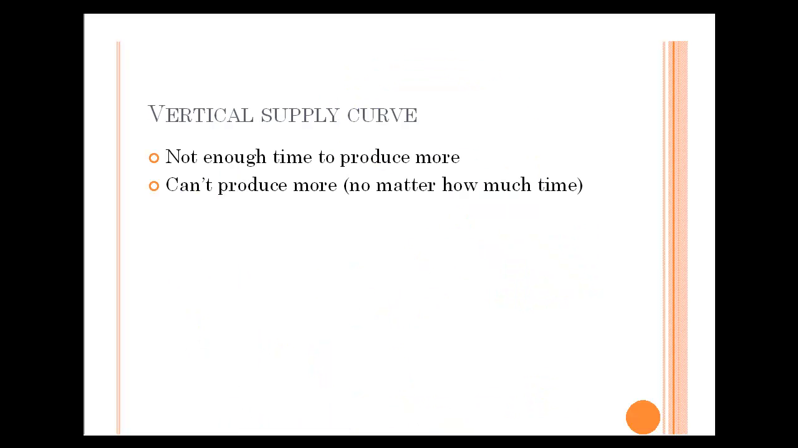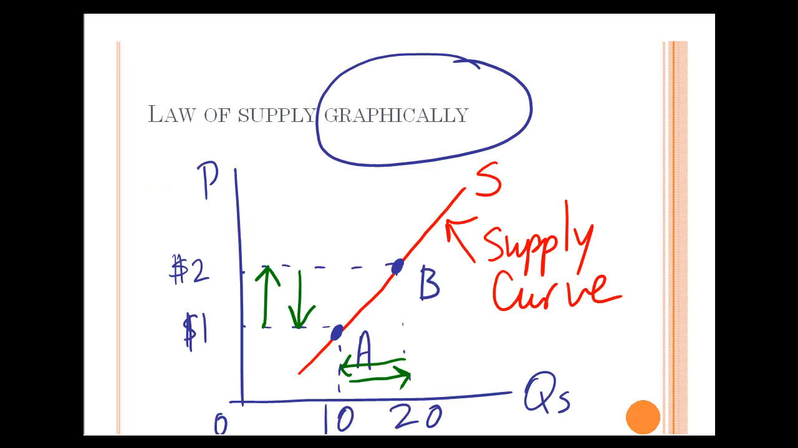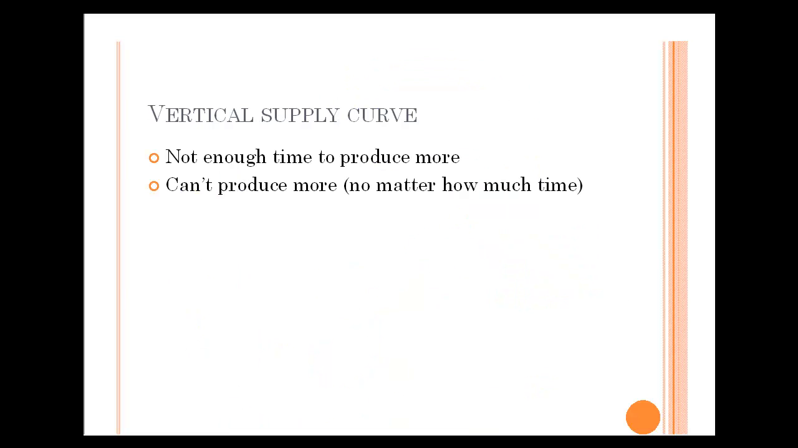Now, the curve that you just saw was an upward sloping supply curve. Let's go back to that for a second. That supply curve that you see on your screen is upward sloping, left to right. There are some supply curves that are vertical. So what do we mean by a vertical supply curve? We mean a supply curve that looks like this.